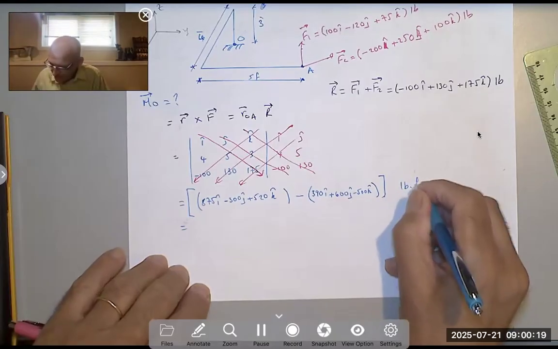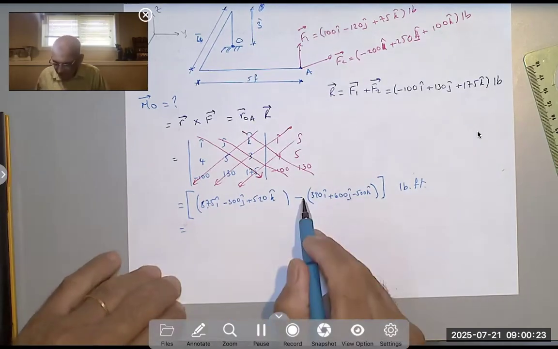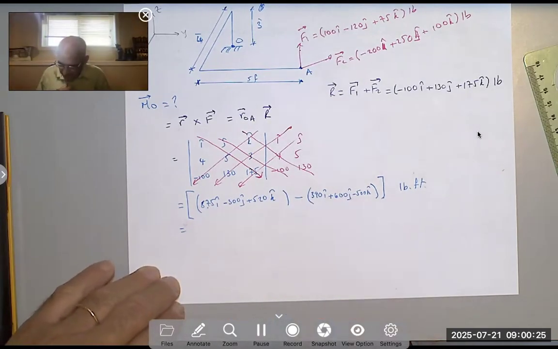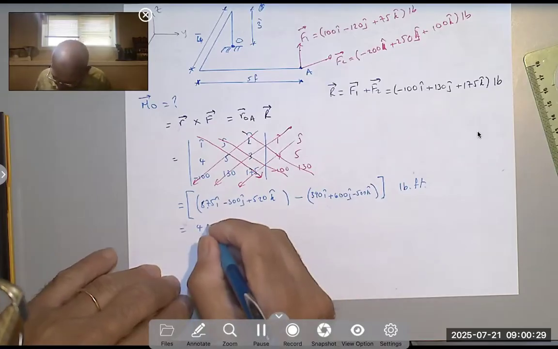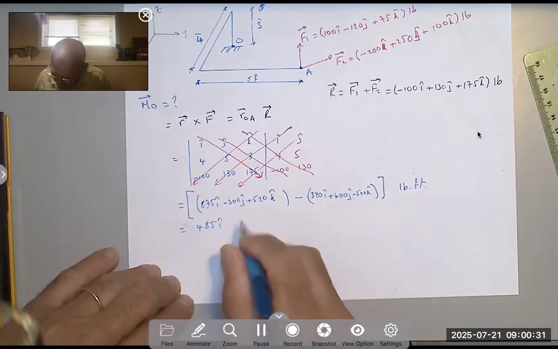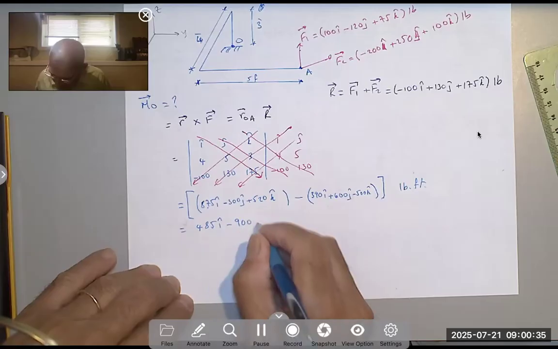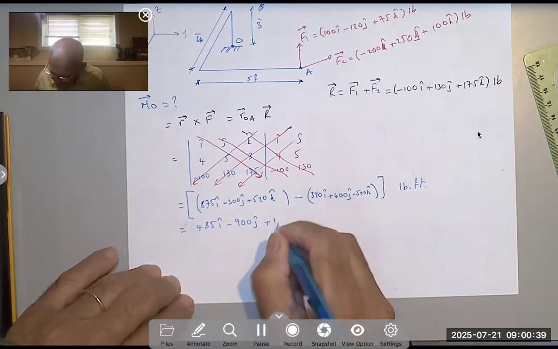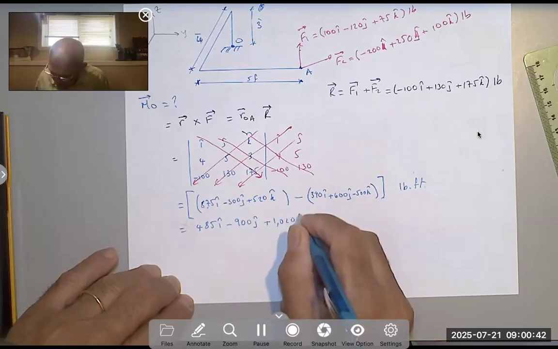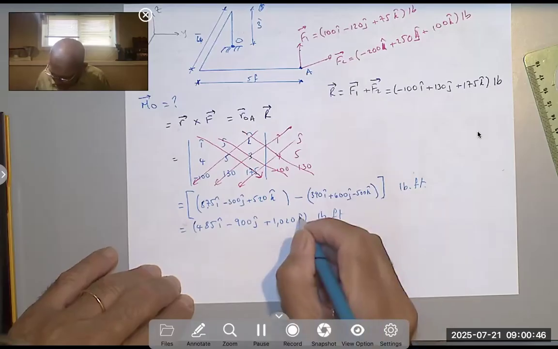Pound-foot or foot-pound. So 875 minus 390 is 485i. Negative 300 minus 600 is negative 900j. 520 plus 500 is 1020k pound-foot. That's the moment.